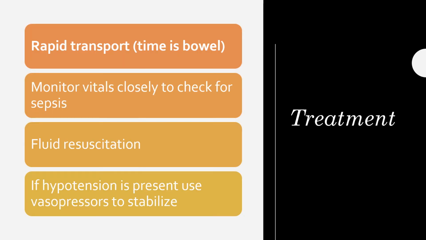If your patient is experiencing mesenteric ischemia, we need to transport them as rapidly as possible. Remember, in this case, time is bowel. Dead bowel eventually leads to necrosis. In addition, we need to monitor their vitals closely and check for sepsis as well as signs of shock. We need to monitor these vitals every 5 minutes to reassess and see if anything has changed.